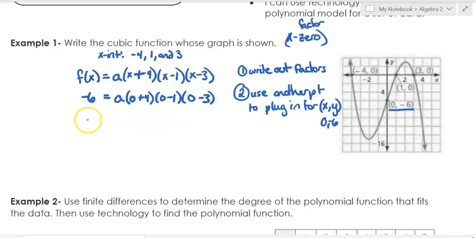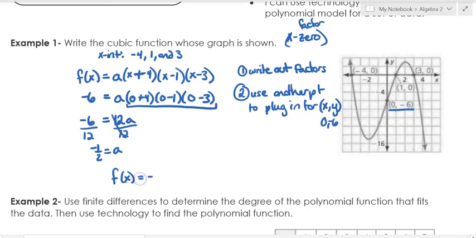All right. So then in my calculator, I'm going to plug this in right here. I'm typing that in my calculator. So I find out that that ends up being 12. So it's a times 12, or 12a. Now I divide by 12 because I'm trying to solve for a. And I end up with -1/2. So that's my a value. So now I can write my function. F of x equals, my a value is -1/2 times x plus 4 times x minus 1 times x minus 3. And that function would give us the graph that is shown to the right.